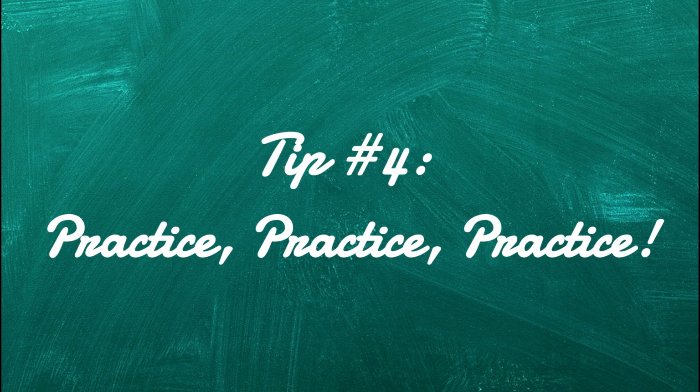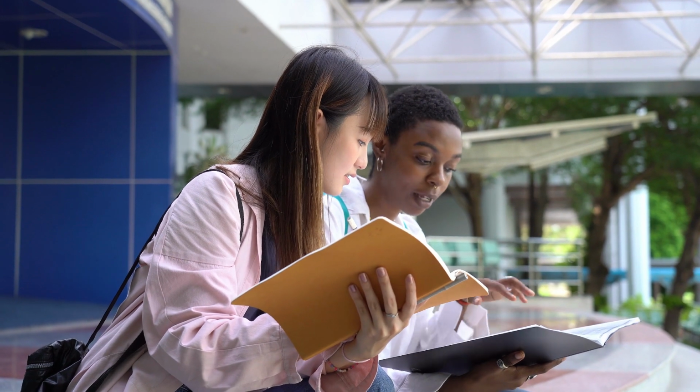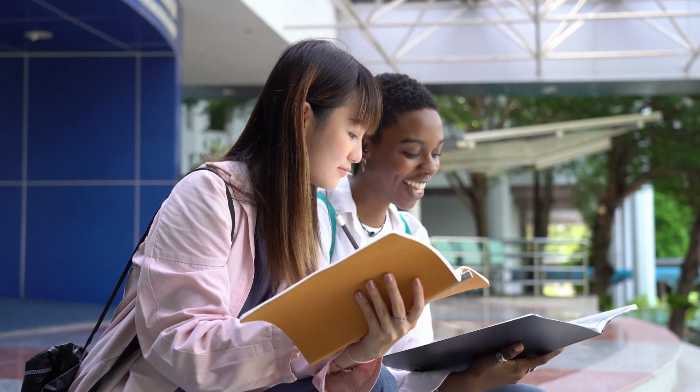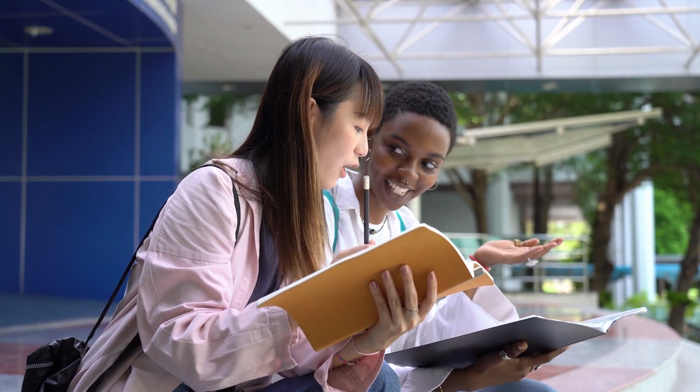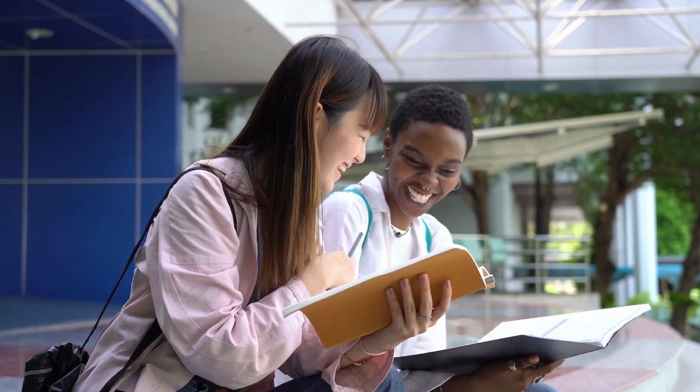Tip number 4. Practice, practice, practice. When I was studying for my iGCSEs, my dad taught me perhaps the most important tip that helped me in scoring those 12 nines, and that is, make sure you aren't doubtful in any subject. Making sure you don't have any doubts isn't about memorizing aimlessly, but understanding critically. You need to be able to talk about that concept in your own words without copying from any resources.